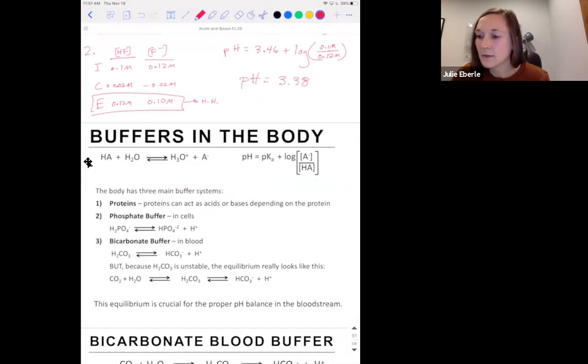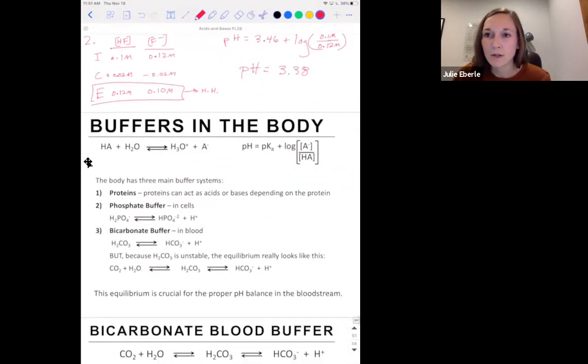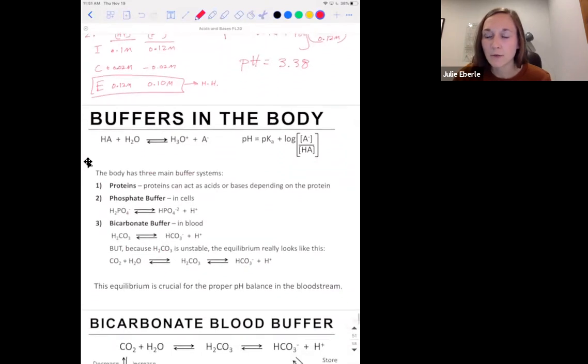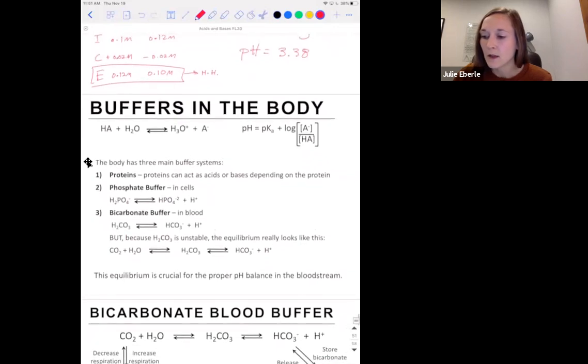All right, let's look at buffers in the body. We've got about 14 minutes left, so we're gonna finish these slides up. We may or may not get to the titration slides, but we've talked about titrations already from lab this week. So hopefully y'all are okay with that. Buffers in important systems, buffers in the body, really.